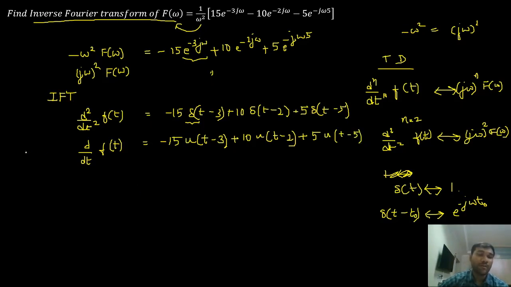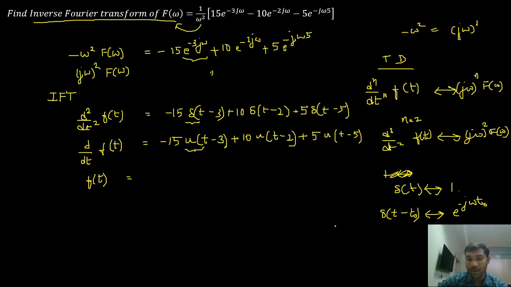Right, this is after one integration. Now if I integrate one more time, this differentiation will get cancelled. So I will be left with f of t equals to, what is the integral of a unit step? The integral of a unit step is a ramp function, right?